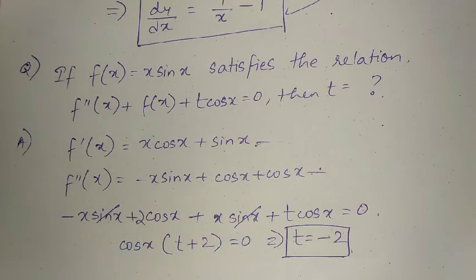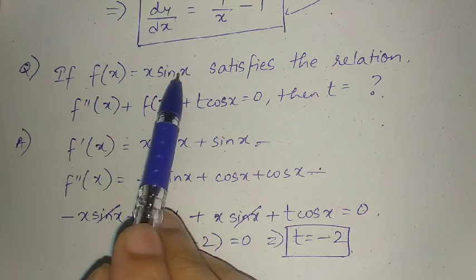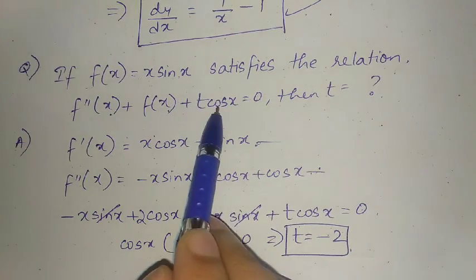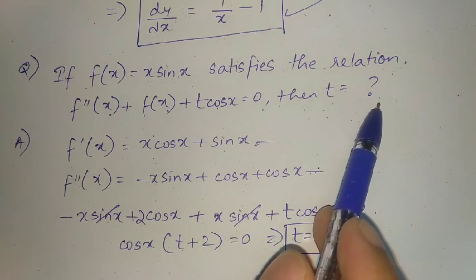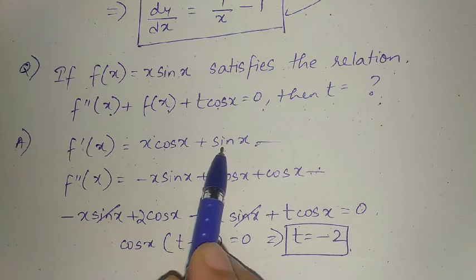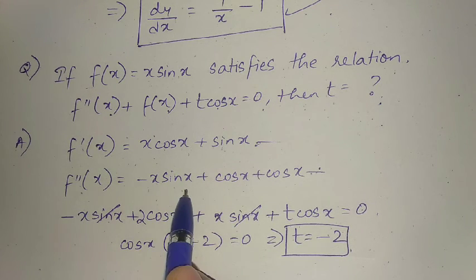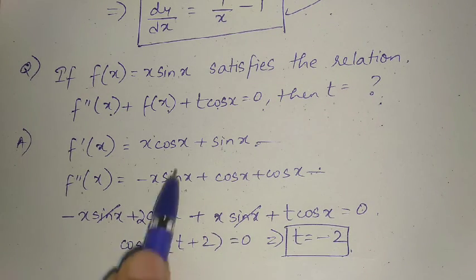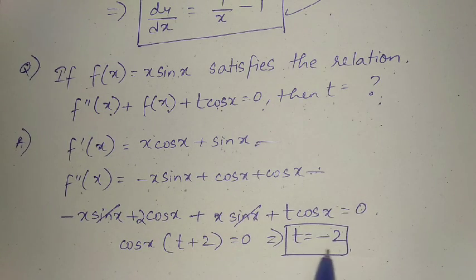So next question, I just solved it here. If f of x is equal to x sin x satisfies the relation f double dash x plus f of x plus t cos x is equal to 0, then t is equal to how much? In order to solve this question, first we have to calculate f dash x using the UV rule. We calculated it as x cos x plus sin x. Then f double dash x is equal to minus x sin x plus cos x plus the differentiation of sin x, which is cos x. So putting this value in this equation, we will get an answer of t equal to minus 2.